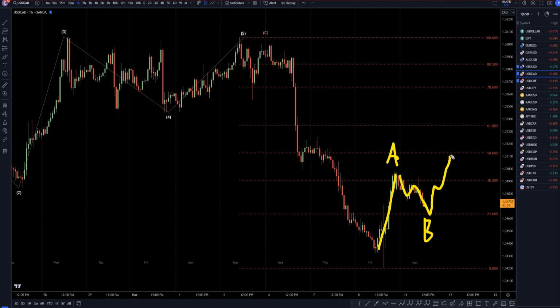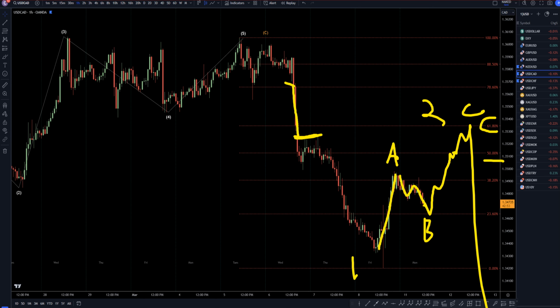At some point, I do think it is going to turn up and go at least to the 50, maybe more likely to 61.8, so that way it takes out these highs and grabs some of this big liquidity right here. So I think the 61.8 might even be a more likely area for this to end the wave C, hopefully end the wave 2, and continue the downtrend for a wave 3.